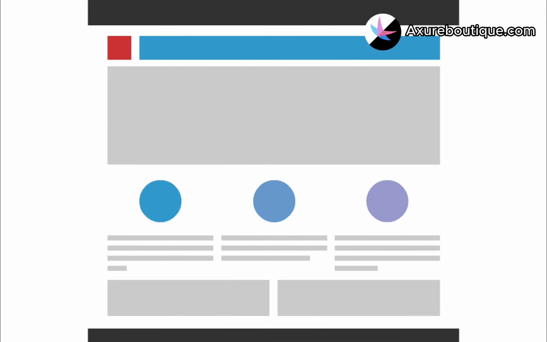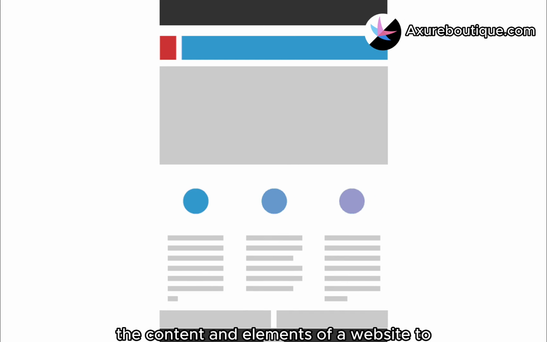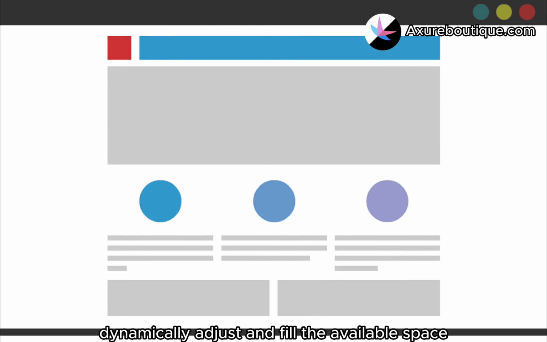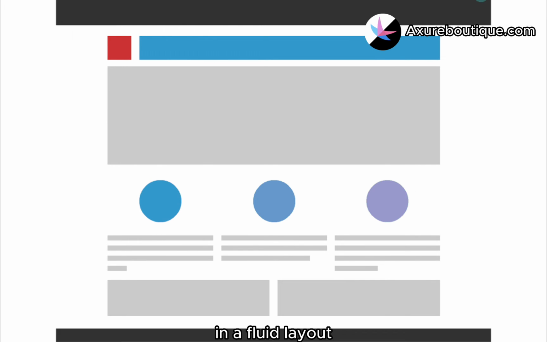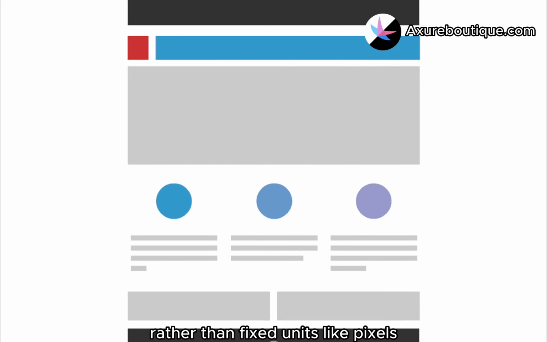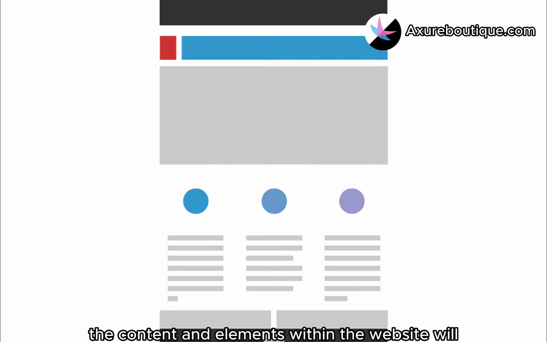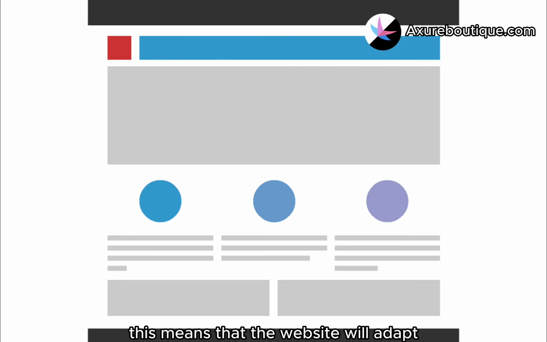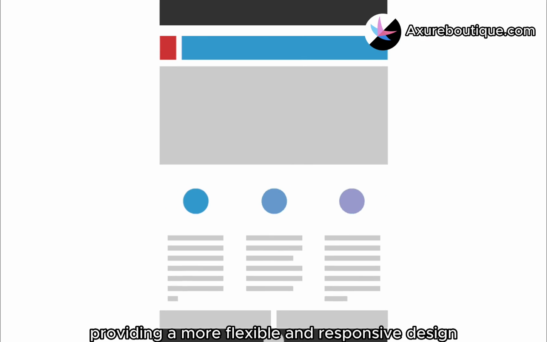7. Fluid layout. A fluid layout is a web design approach that allows the content and elements of a website to dynamically adjust and fill the available space based on the screen size or device being used. In a fluid layout, the width of the website is specified using relative units, such as percentages, rather than fixed units like pixels. In a fluid layout, the content and elements within the website will expand or contract proportionally to fill the available space. This means that the website will adapt and respond to different screen sizes, providing a more flexible and responsive design.